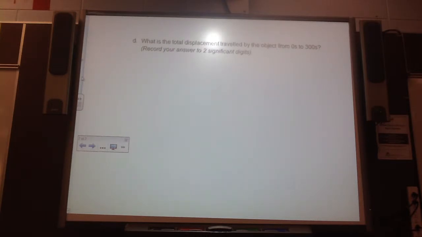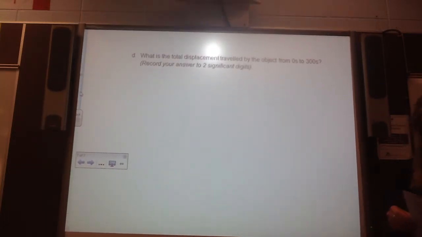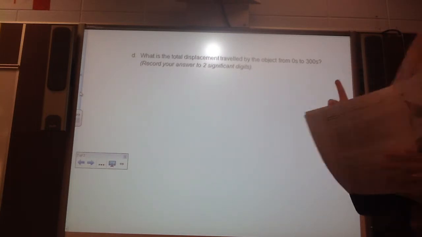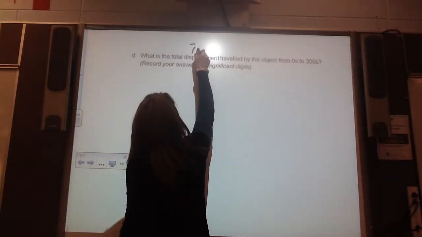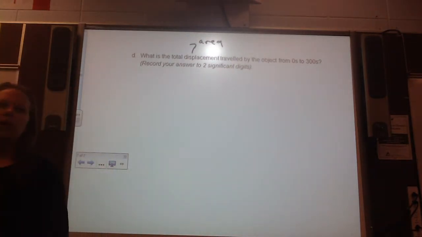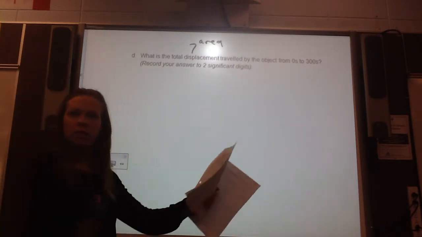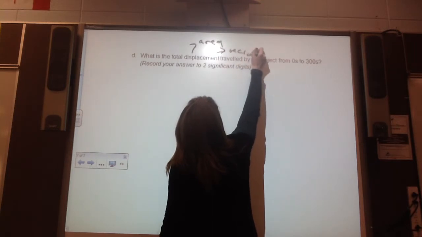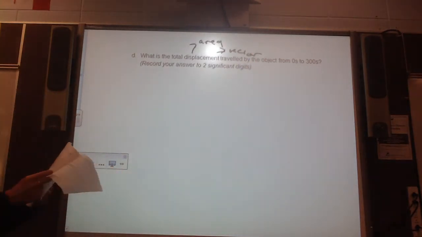What is the total displacement traveled by the object from 0 to 300? What do I know about displacement on a velocity time graph? How do I find displacement? It's the area. Good. So I'm going to write my note to myself. That's the area. What else do I know about displacement? Is it scalar or vector? Vector.